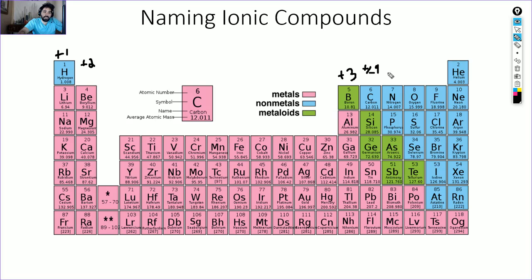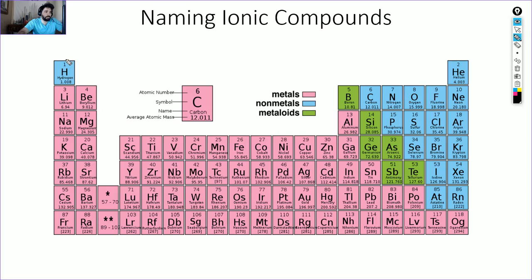Group 5A has a negative 3 charge. Group 6A has a negative 2 charge. And group 7A has a negative 1 charge. These oxidation numbers you still need to remember. If you guys need a periodic table, you can print out this slide, or you can print it out on the Schoology materials tab. I actually do have a periodic table there for you guys.